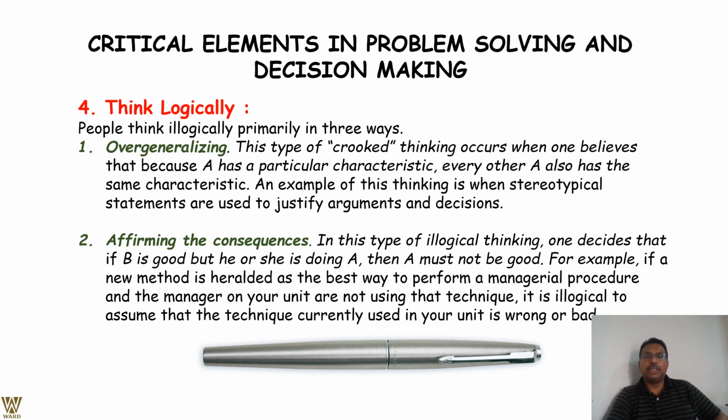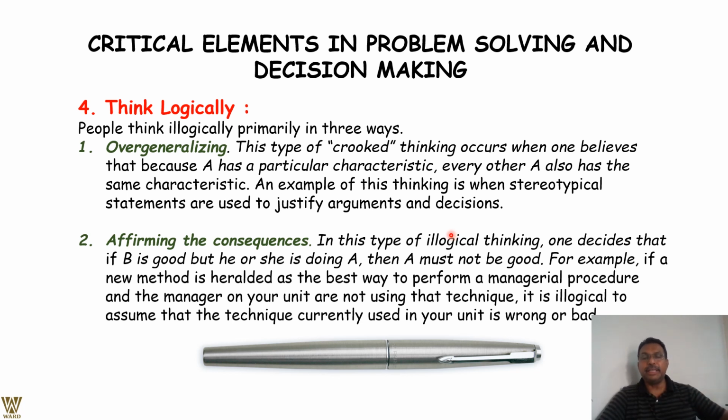People think illogically primarily because of three ways: overgeneralizations, taking too many assumptions, taking everything will fall into its place. This type of crooked thinking occurs when one believes that because A has a particular characteristic, every other A will also have one and the same characteristic. An example of this thinking is where stereotypical statements are used to justify arguments, to justify decisions.